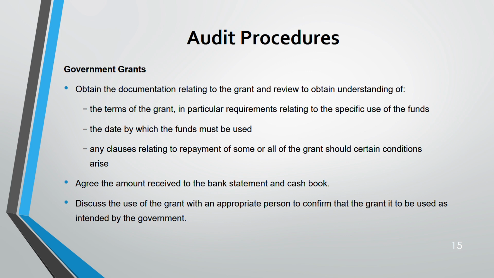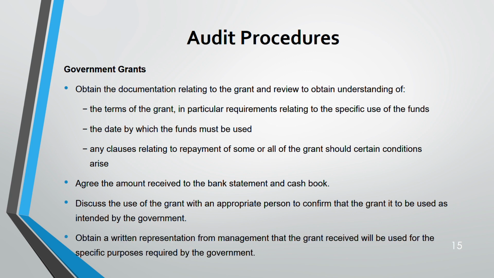Anyway, coming to the third one, discuss the use of grant with an appropriate person to confirm that the grant is to be used as intended by the government. Remember, you have taken the grant for something, you cannot use it for something else. You have to use the grant for the purpose it was taken. Then obtain a written representation from the management that the grant received will be used for the specific purpose. Management have to give it in writing that whatever the reason they have taken the grant, it will be used for that purpose only.